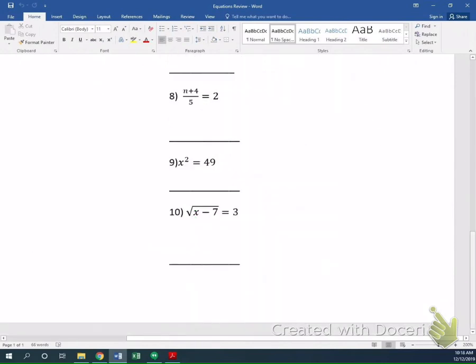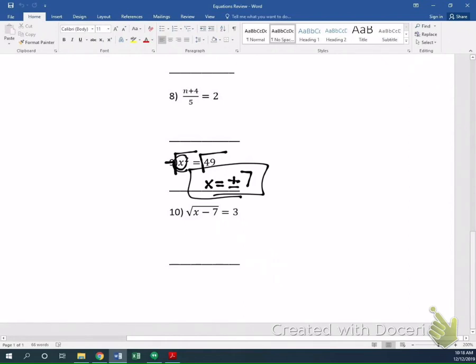On number 9, I have an x squared. How do I undo squaring something? I take the square root. When you take the square root, that's when you have to write this symbol, okay? What is the square root of 49? 7. So it's just plus or minus 7. And the reason we do that is when you square 7 or negative 7, they both become positive 49. So you have to put a plus or minus.